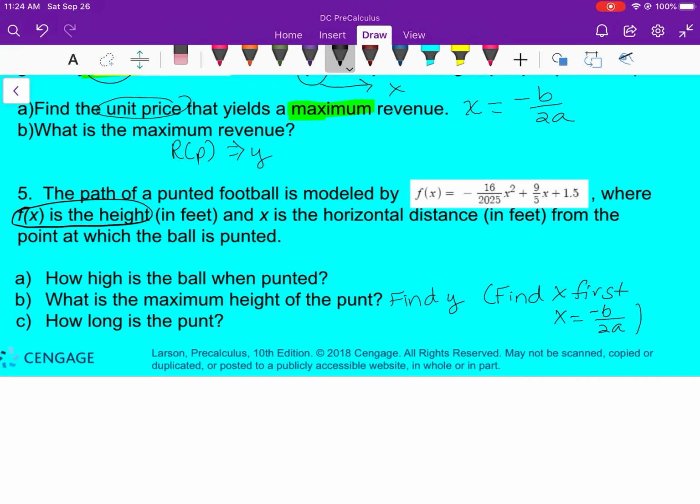All right, good enough. How long is the punt? So I really want you to think about this. There's the entire distance traveled by the football. It starts here and it stops down here. When you find y, you're finding that length. When you find x, you're finding that length. So I'm going to let you sit and think about it for a little bit. How long is the punt? How long is it from here to here? All right, hopefully those hints should help.